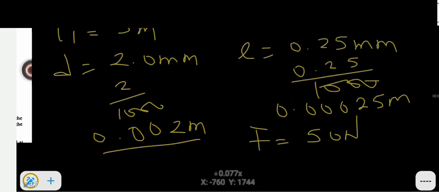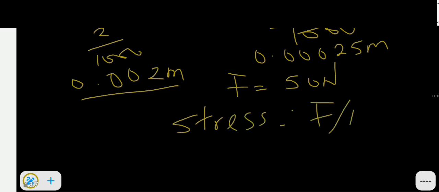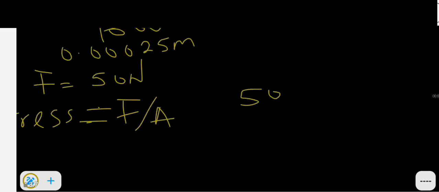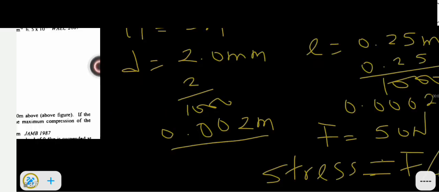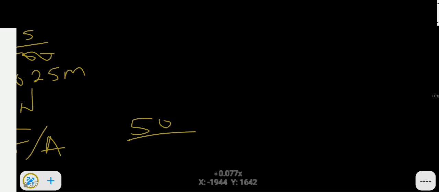The force is 50 Newton. The first thing you are told to find is the stress. So what is stress? Stress is force over area. That's stress. So we have the force already, 50. The area is pi r squared. That's how you obtain the area. So to obtain the area of this material, you need to first know the radius. The diameter was given to you as 0.002. Just divide this by 2 to get the radius. That will be 0.001.